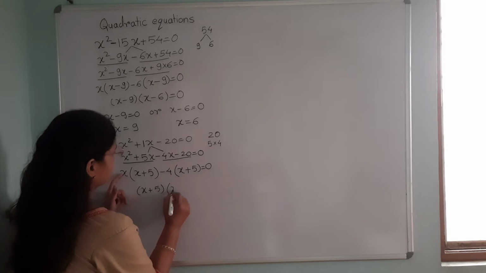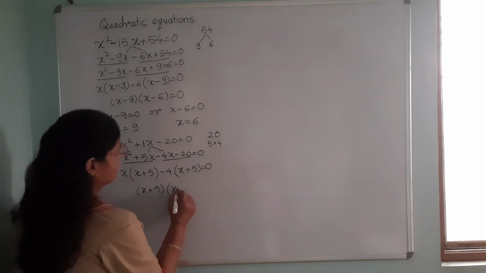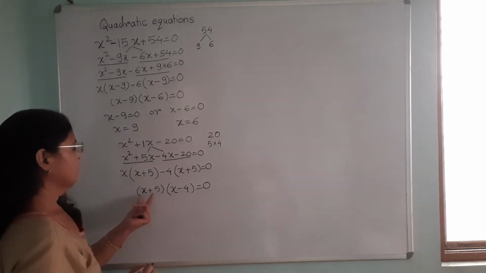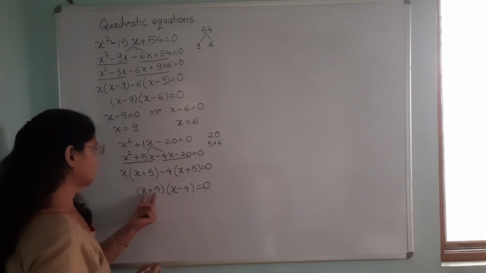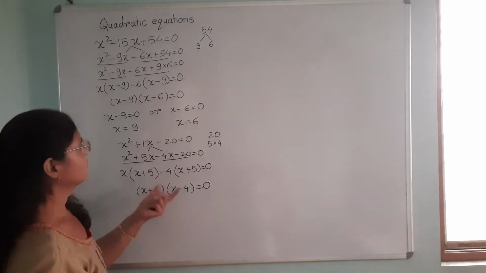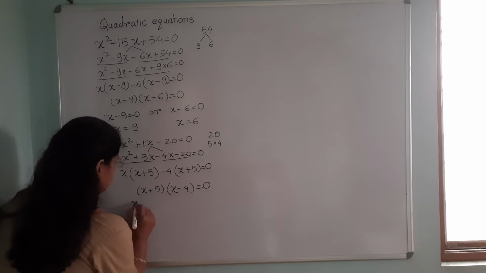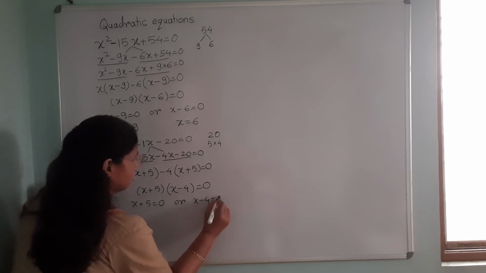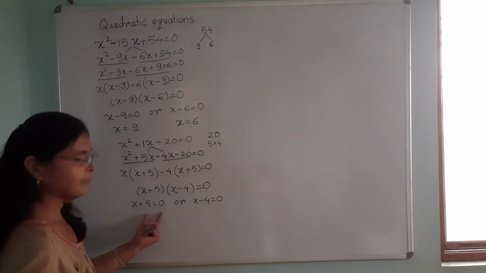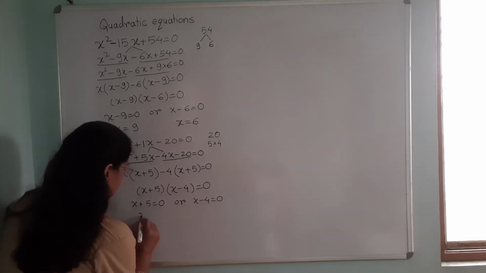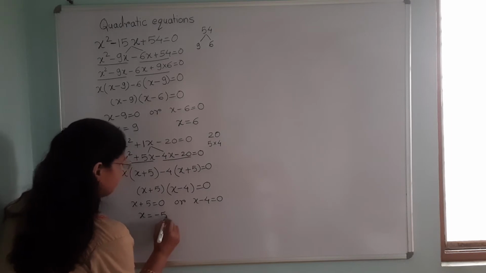Here x remains. Here minus 4 equal to 0. This shows that either x plus 5 should be 0 or x minus 4 should be 0 to solve this equation. So x plus 5 equal to 0 or x minus 4 equal to 0. If x plus 5 equal to 0, we have to subtract 5 from both sides. So x is equal to minus 5.